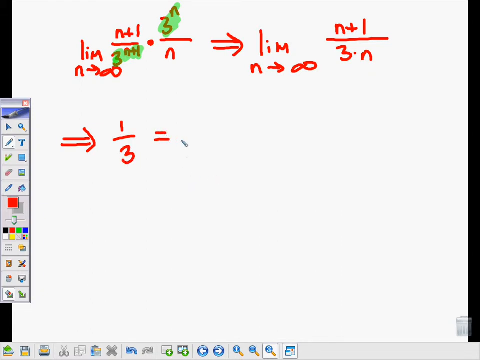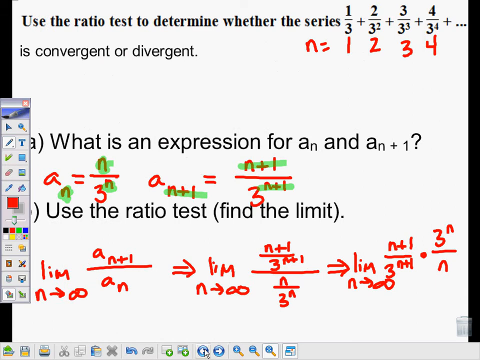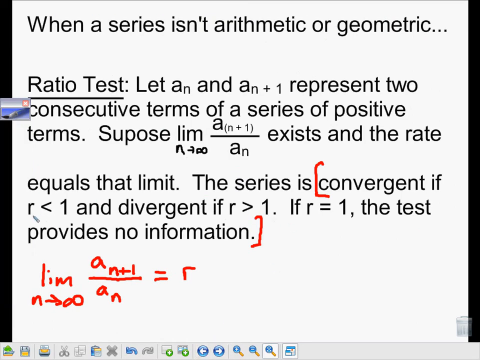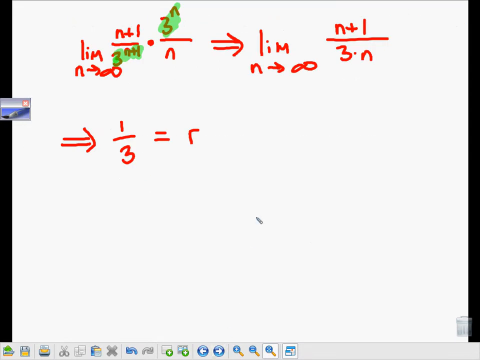So that is my r value, and according to my test back here, that is less than 1. It says if r was less than 1, it's convergent. So this would be a convergent series, and that was because r was less than 1.